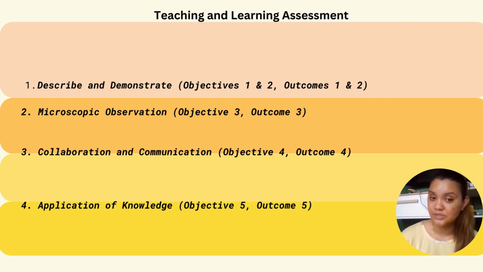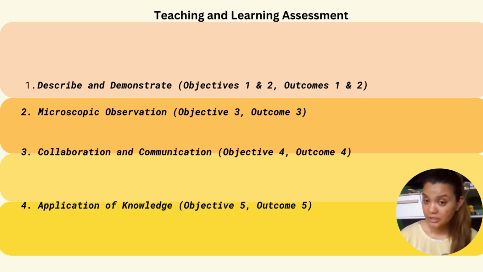Number two will be self-assessment, where students are encouraged to reflect on their own learning by assessing their understanding of the cell biology concept, and from here they can identify areas for improvement. So objective number three will be microscopic observation, where we continuously observe student engagement and participation during hands-on activity and discussion. This is to note their ability to follow instructions and handle materials safely throughout the experiment.